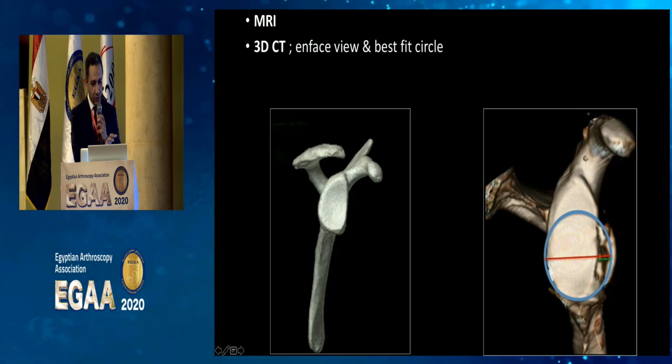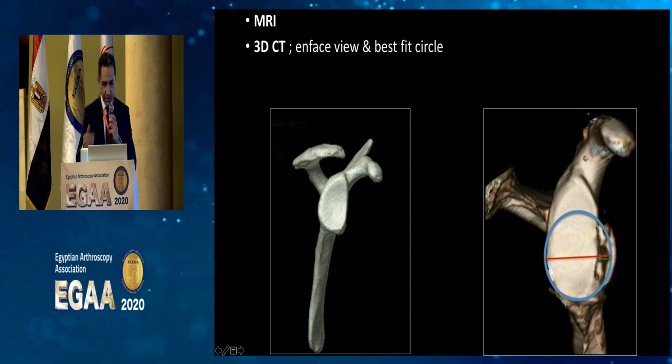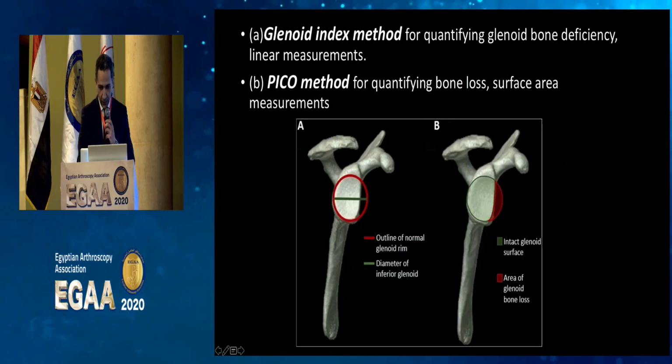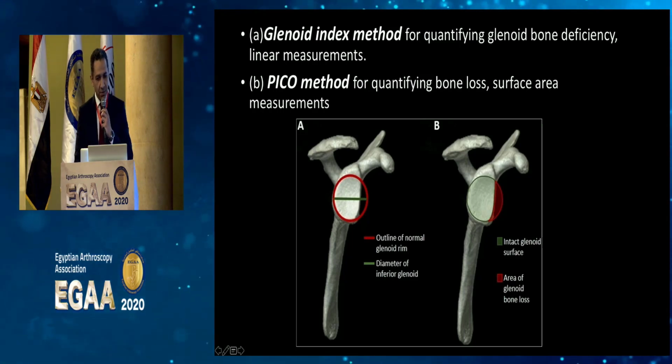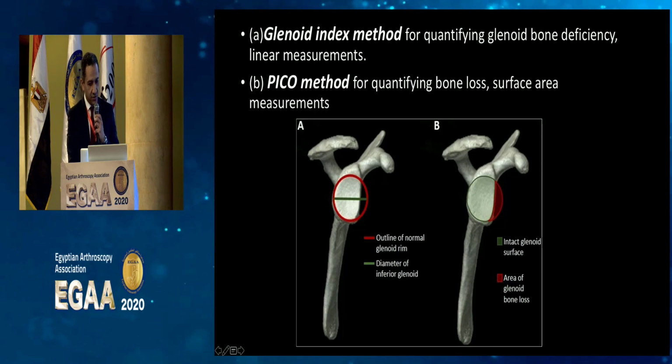We do the en-face view, and we assess the glenoid rim deficiency in two ways that we will see in the next slide. But first, we draw the best-fit circle, as we see here on the right side. These are two methods to quantify the amount of glenoid bone loss: either linear measurement with the glenoid index, or the PICO method to quantify the bone loss surface area.